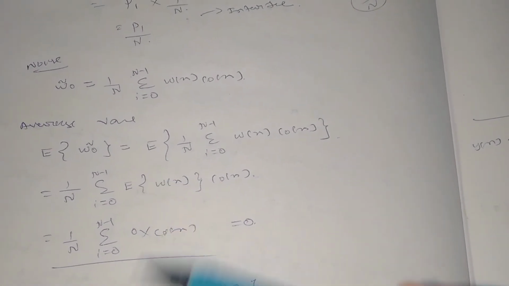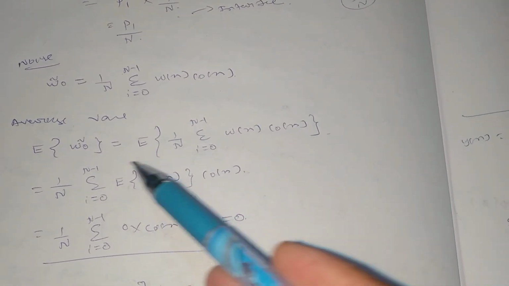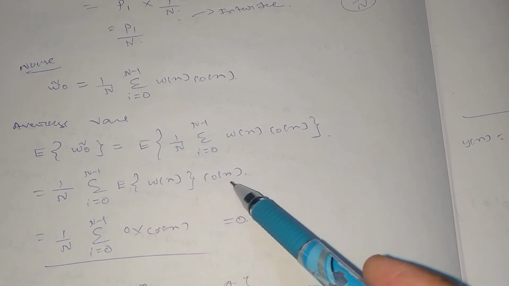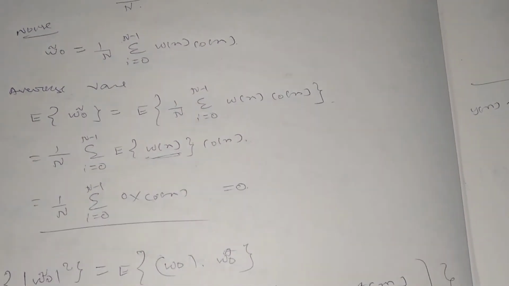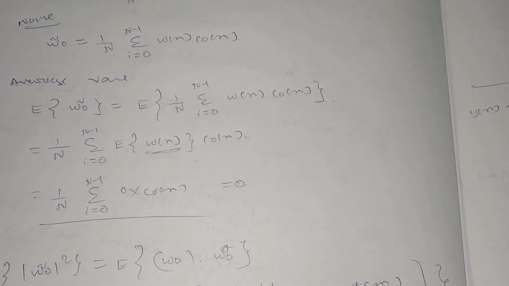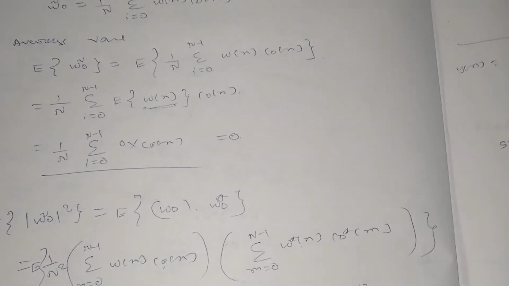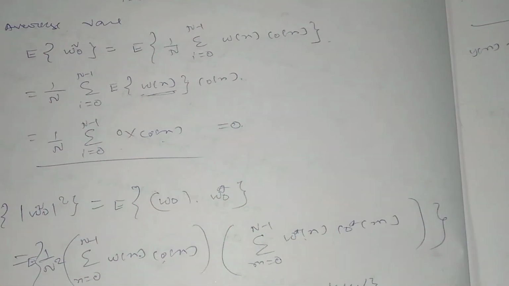So E of 1 by n sum over i equal to 0 to n minus 1 of W of n into C naught of n. So 1 by n I will take outside, and the expectation of W of n and C naught of n. So the expectation of W of n, that is the average value of noise, will be always equal to 0, because it's not a constant, so it will be always changing, right? So that's why 0 into C naught of n will go to 0.